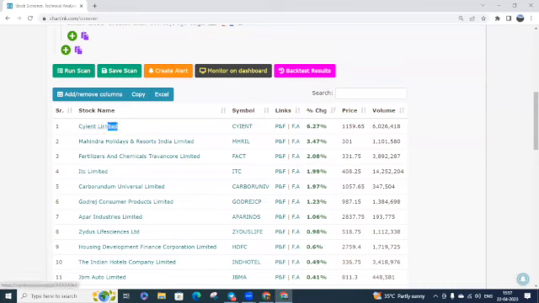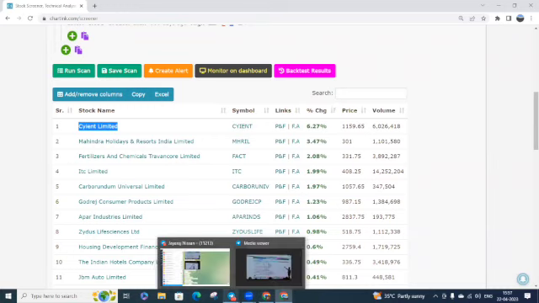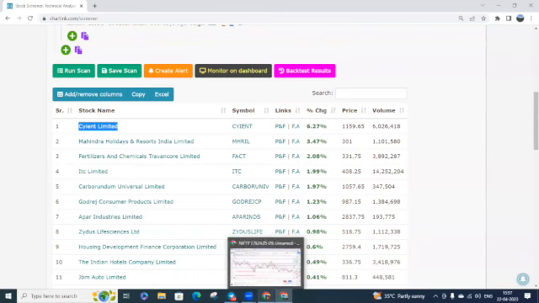The first one is Cient Limited. So let's say Cient. Cient is up 6.27% yesterday. Okay, let's see Cient.